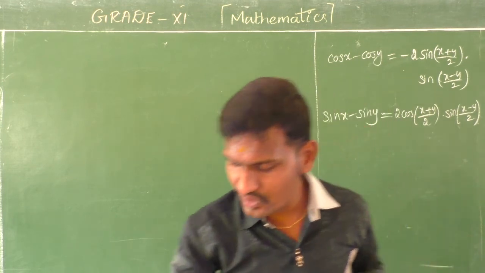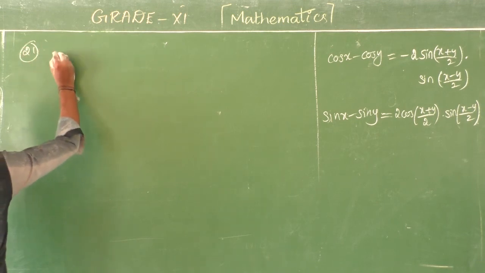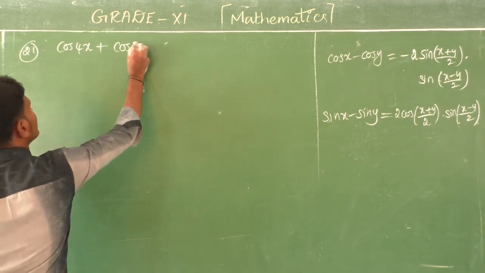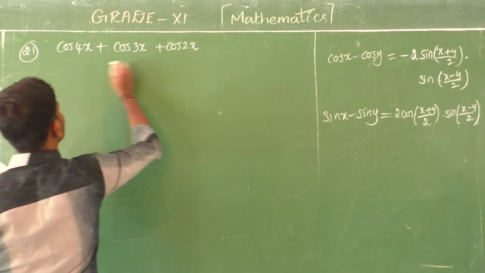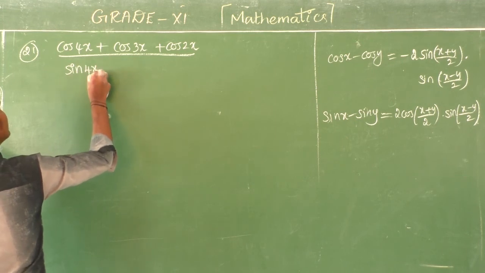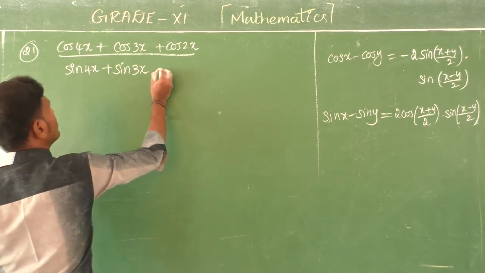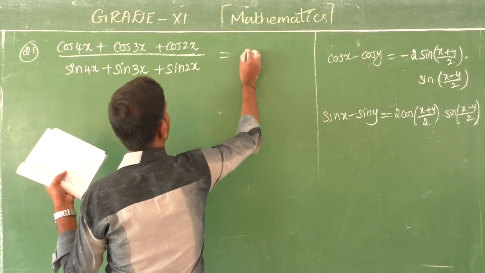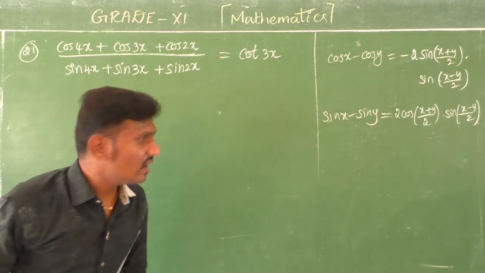So what are the formulas for the question I am going to use? Listen, the question number is 21. The given question is (cos 4x + cos 3x + cos 2x) divided by (sin 4x + sin 3x + sin 2x), which is equal to cot 3x. Now what are the formulas I am going to use?